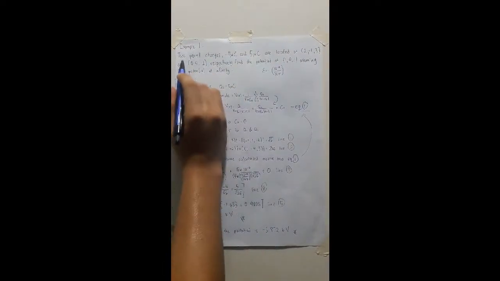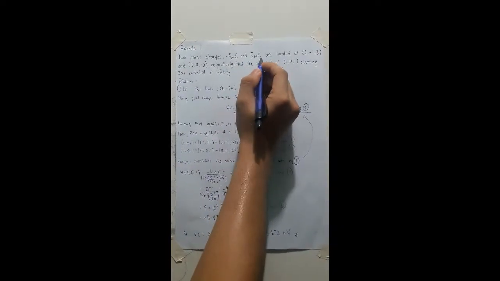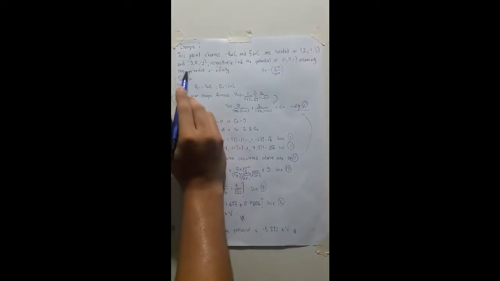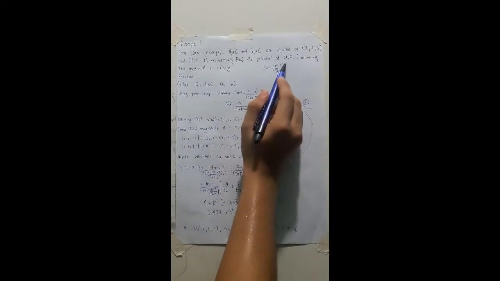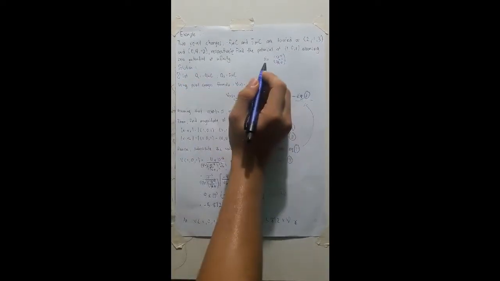In example 1, two point charges, negative 4 microcoulomb and 5 microcoulomb, are located at coordinates (2, -1, 3) and (0, 4, -2) respectively. We have to find the potential at coordinate (1, 0, 1), assuming 0 potential at infinity.